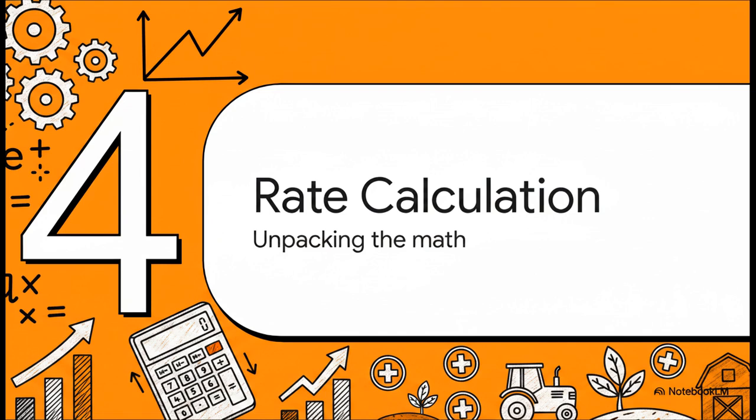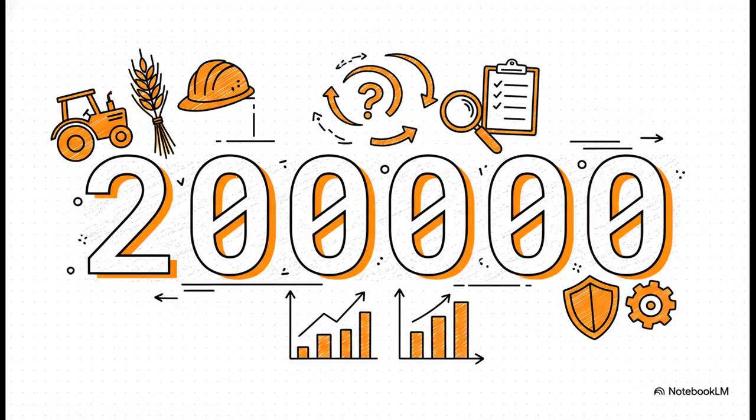Let's hit Section 4, unpacking the rate calculation. Okay, time to demystify how you actually calculate these rates for your reports. I promise it's way simpler than it looks. It all revolves around a specific formula, and this magic number, 200,000. So where does that even come from?